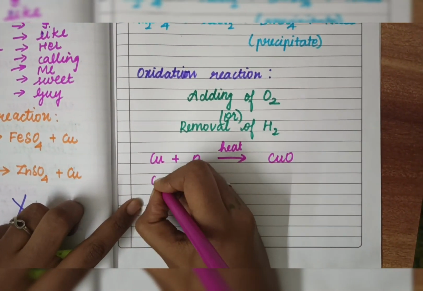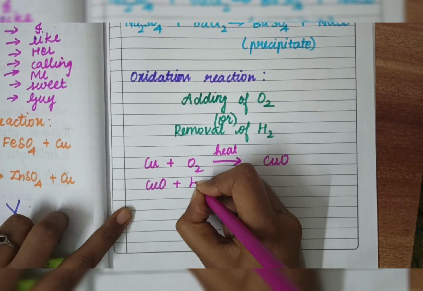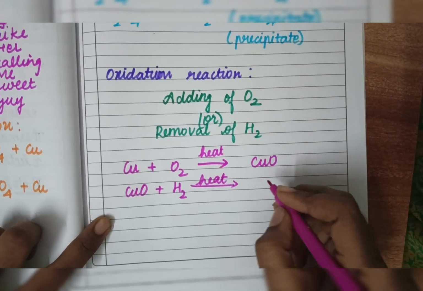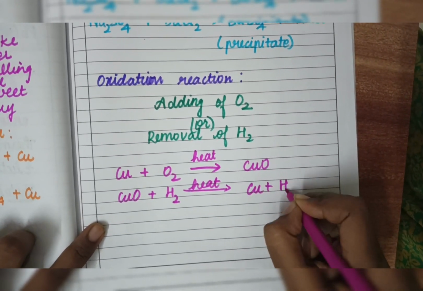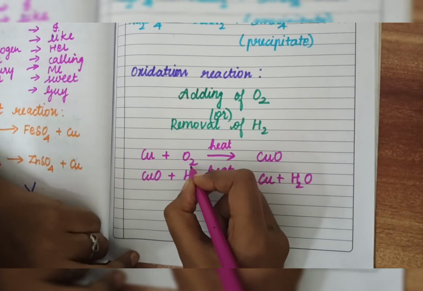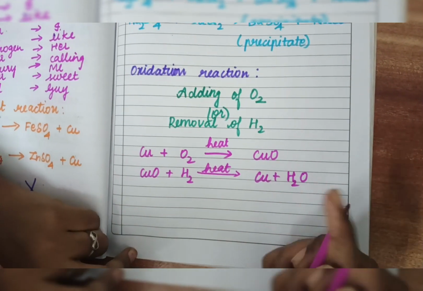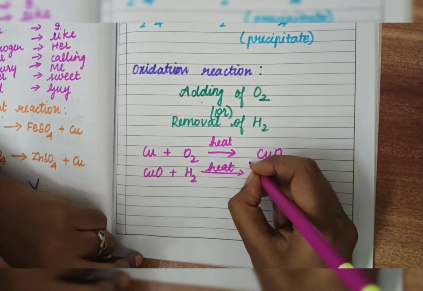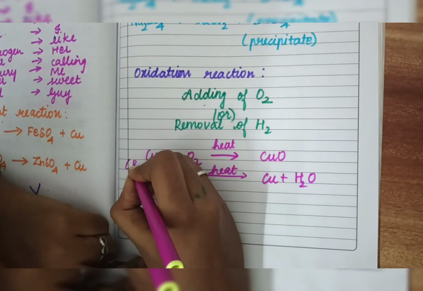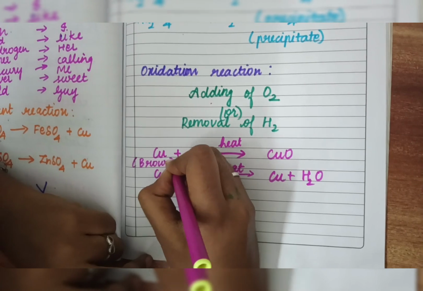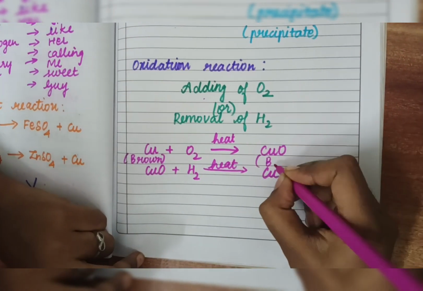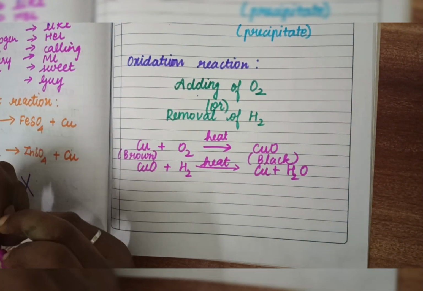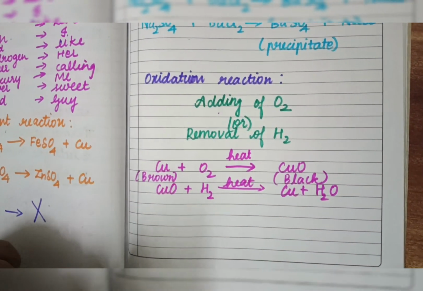Another reaction, copper oxide plus hydrogen gas in presence of heat gives copper plus H2O. We observe that oxygen is added to copper. This shows that there is addition of oxygen and it is an oxidation reaction. This copper, which is brown, as you all know, the color of copper changes into black when oxygen is added. So color of copper oxide is black.